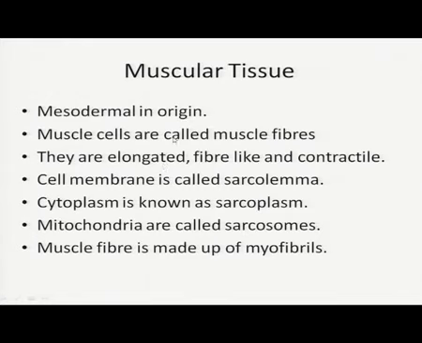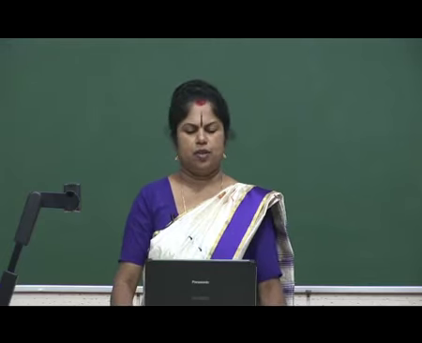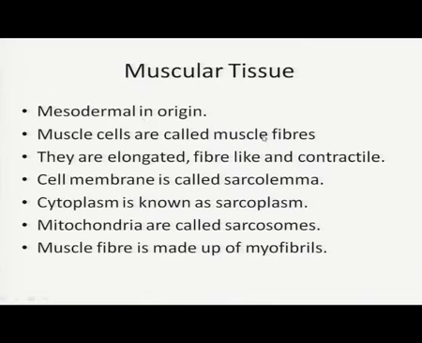Now, coming to the muscular tissue, mesodermal in origin, from the middle layer it is formed. Muscle cells are called muscle fibers. Fiber is elongated one. Here the cells are elongated and hence it is known as muscle fibers. They are elongated, fiber like, and they are capable of contraction and relaxation, contractile.